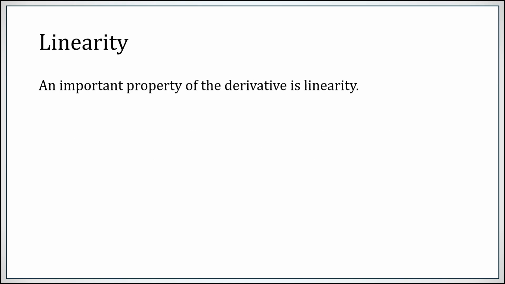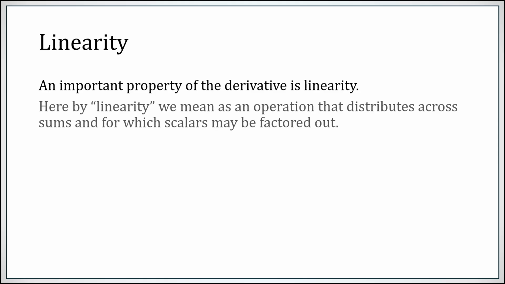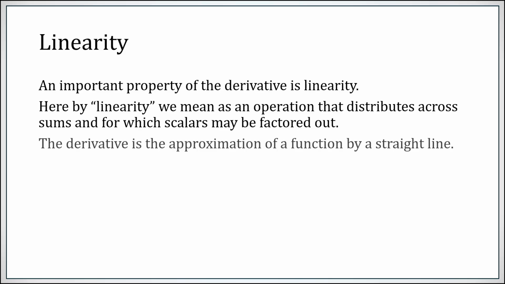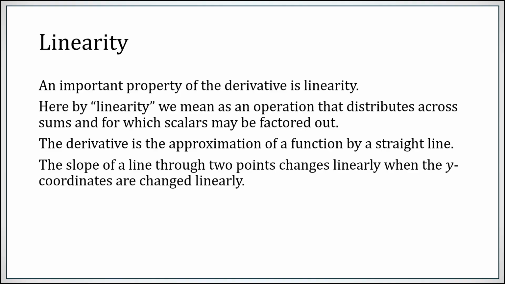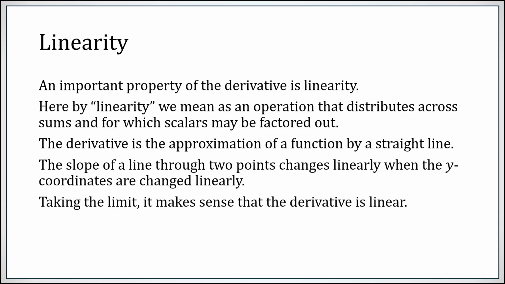Now, an important property of taking derivatives is linearity. And by linearity, what we mean is an operation that distributes across sums and scalars may factor out. The derivative is the approximation of a function by a straight line, and the slope of a line through 2 points changes linearly when the y-coordinates are changed linearly. That's essentially how the proof is going to proceed. Taking the limit, that's the tricky part, and that's what we'll work out.